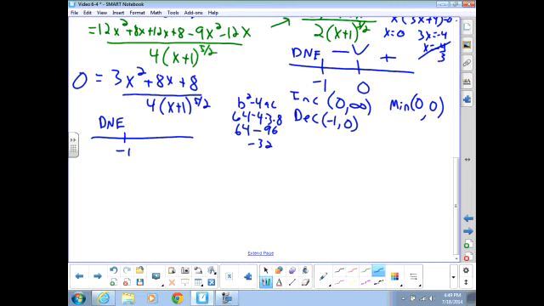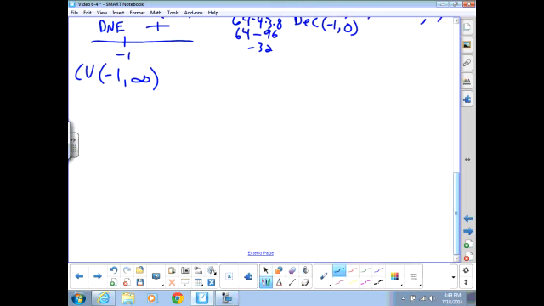So if we pick something in this gap here to the right, 0 would be the easiest thing. You'll get back 8 on top. You'll get back 4 times 1 on bottom, which is positive. So it's always positive. So that means from negative 1 all the way to infinity, it is concave up. It's never concave down, so you can't have any inflection points at all. So our first and second derivatives there were a little bit challenging, but something that is manageable if you work through it.